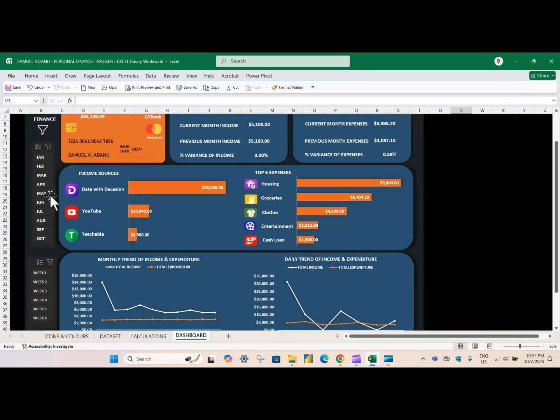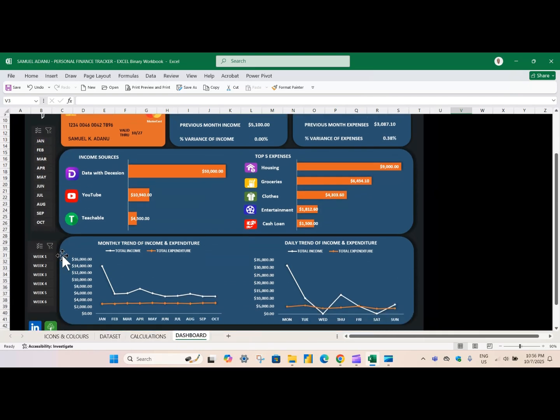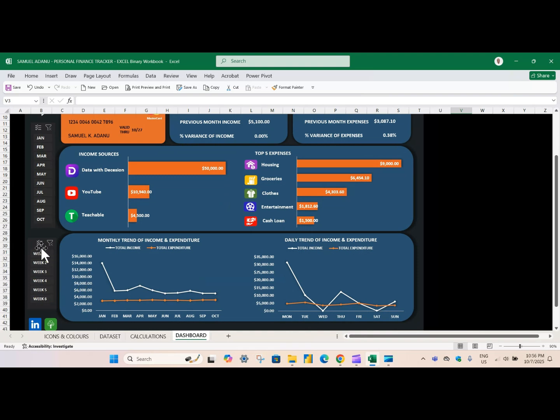Now, the financial data over here spans a 10-month period from January all the way to October. The data is sorted on a monthly basis from January to October, and also by the week of month. So from week 1, week 2, week 3, week 4, week 5, and week 6.